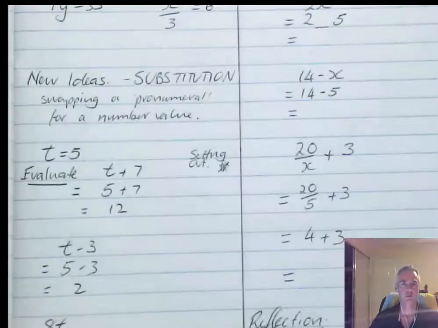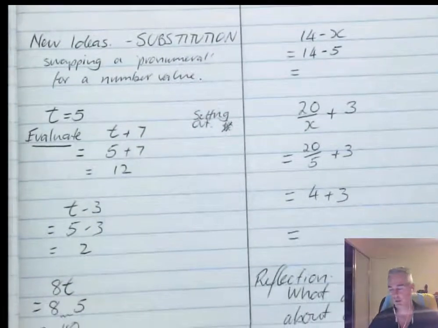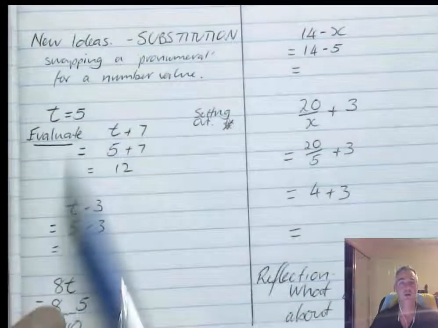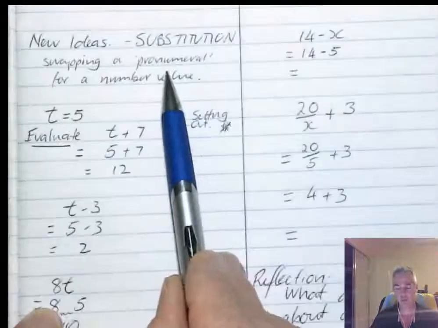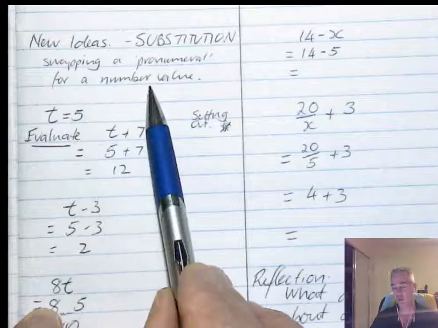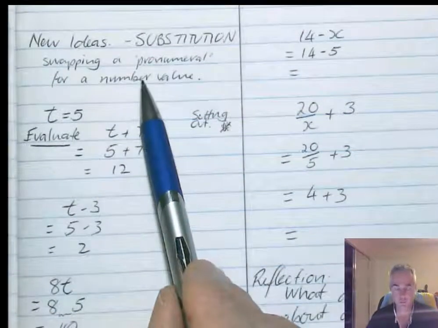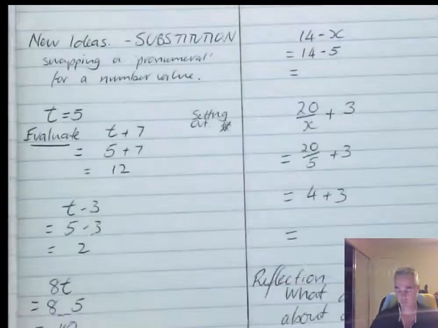Here are some new ideas in this lesson. This lesson is looking at substitution. Swapping, just like in netball or soccer or football, if someone is on the field and they swap over with another person. So swapping a pronumeral, so the letter, for a number value. We might swap that letter x for the number 5. We might swap the letter t for the number 10. So changing the letter and putting the real number in.